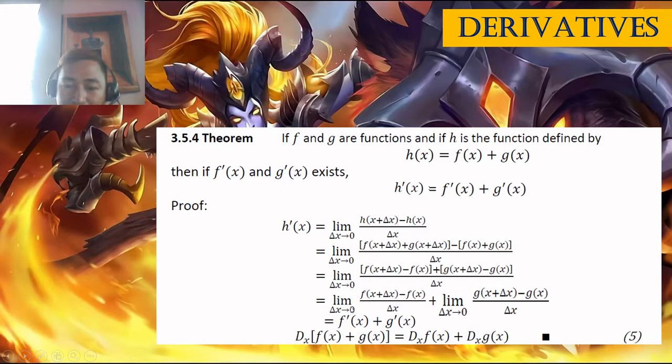Okay. So after that class, we take the limit of each of them. The limit of this one is f prime of x. The limit of this one is g prime of x. So, we proved it already. So, the derivative of f of x plus g of x is equal to the derivative of f of x plus the derivative of g of x. Okay?